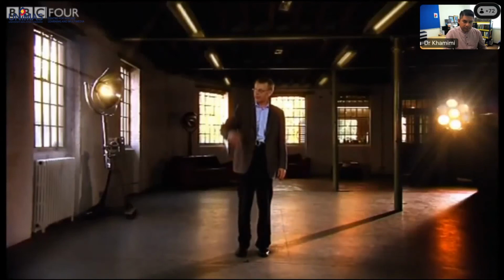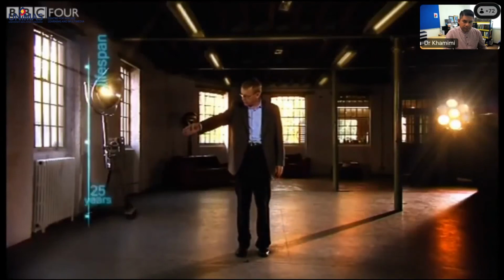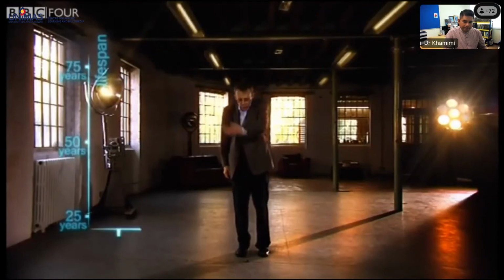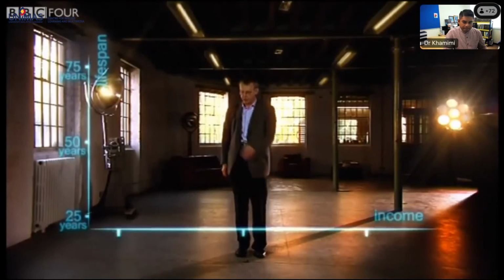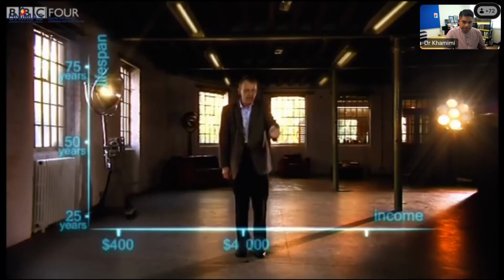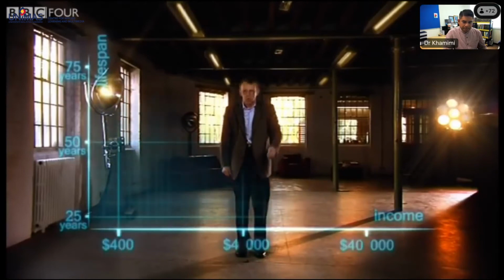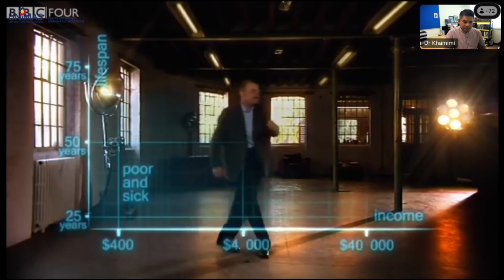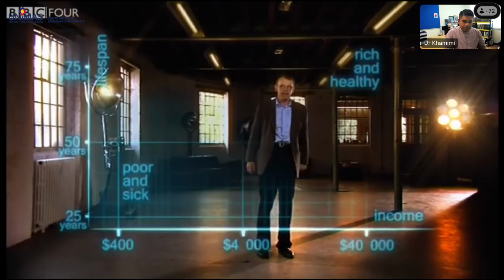So, here we go. First, an axis for health, life expectancy, from 25 years to 75 years. And down here, an axis for wealth, income per person, $400, $4,000, and $40,000. So down here is poor and sick, and up here is rich and healthy.